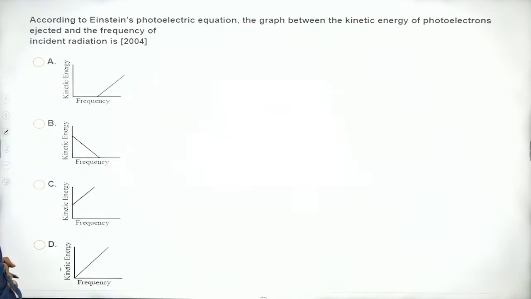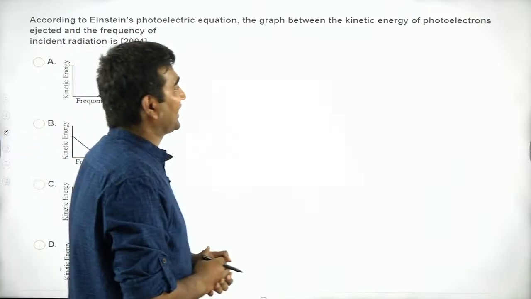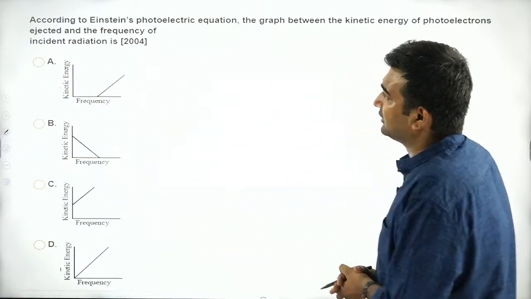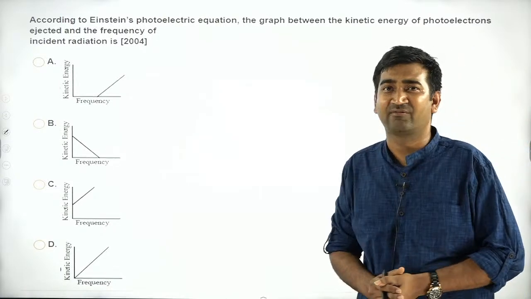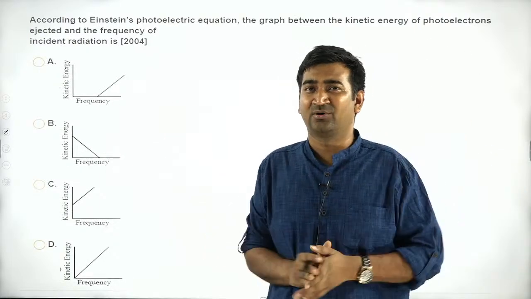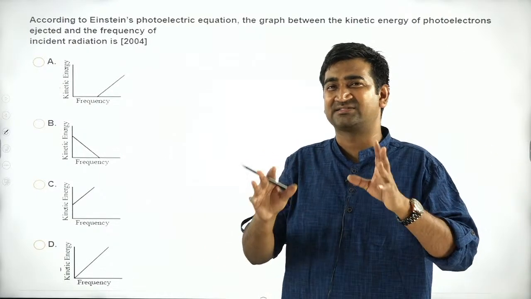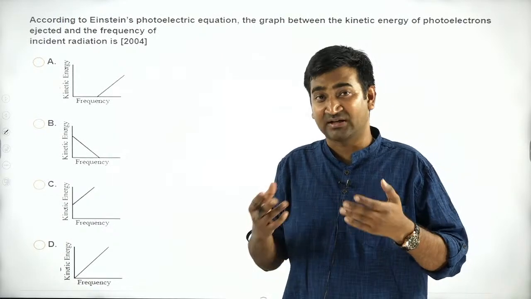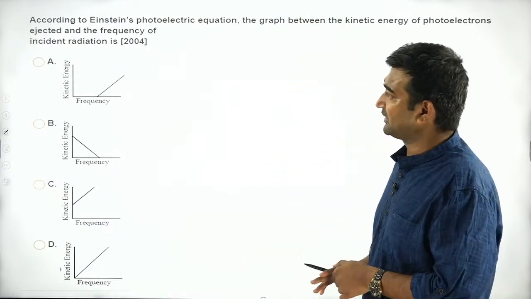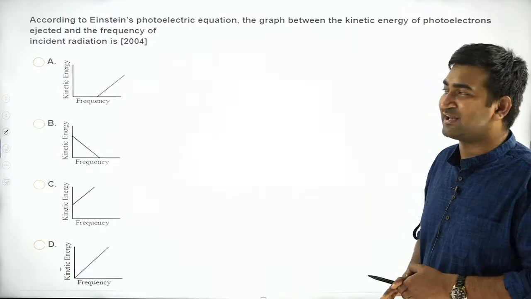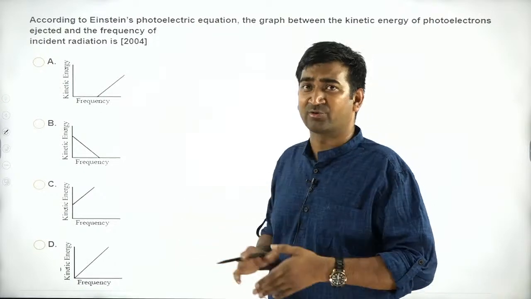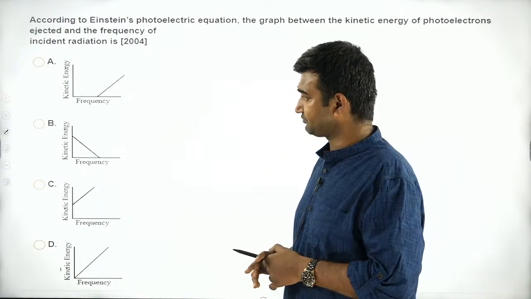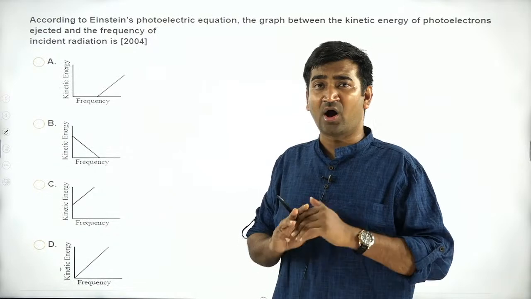See this question: according to Einstein's photoelectric equation, the graph between the kinetic energy of photoelectrons ejected and the frequency of incident radiation. Just now we have done the graphs part. Many graphs I have told you, with respect to intensity, with respect to frequency, with respect to other quantities, and based upon that, I hope you can directly tell me the answer. Very easy question, asked already in the exam, and many times these questions are getting asked. So you should be prepared enough to answer all these types of questions.